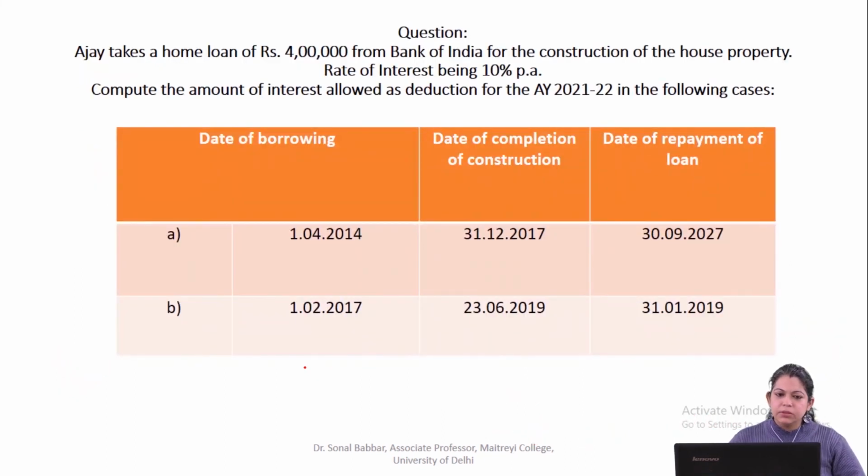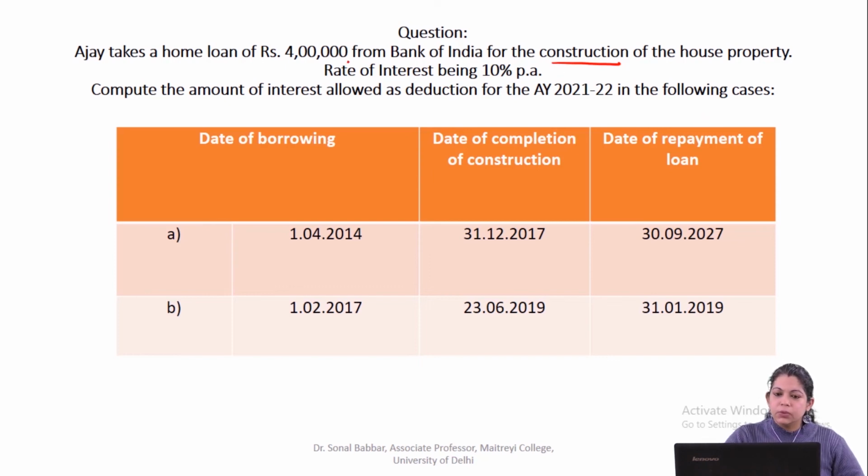Let us take an example where Ajay takes a home loan of rupees 4 lakh from Bank of India for the construction of the property. So the first thing is that we are borrowing the loan here for the construction or acquisition of the property. If the loan is borrowed for repairs, renewals or reconstruction of the property, then interest for PCP is not allowed.